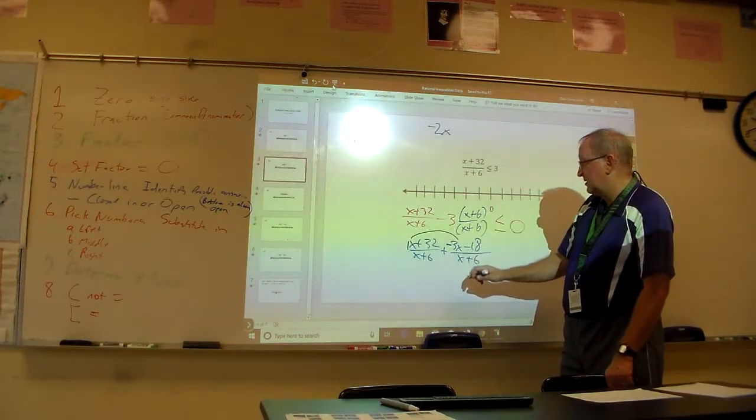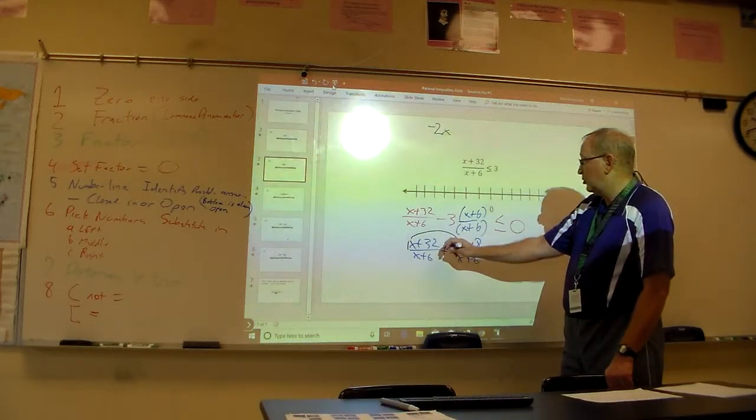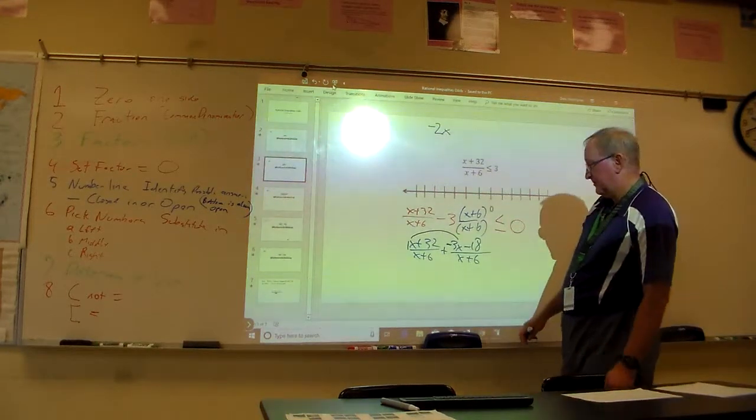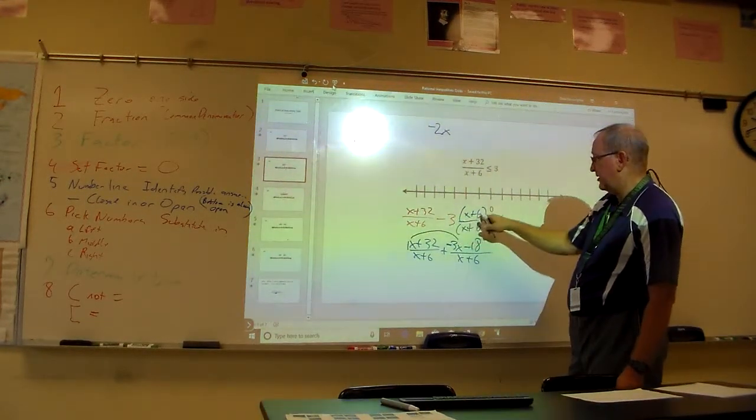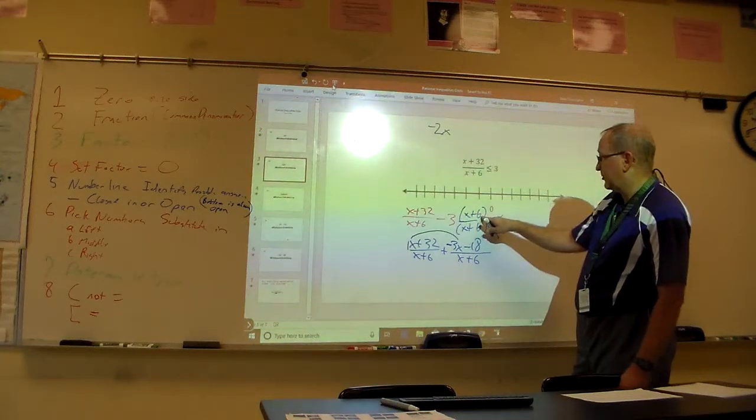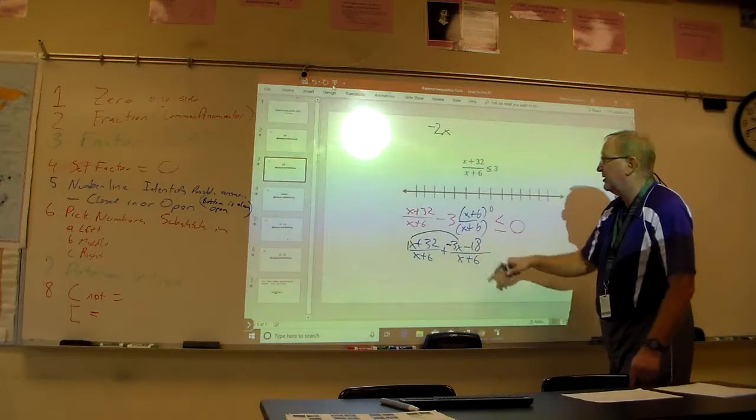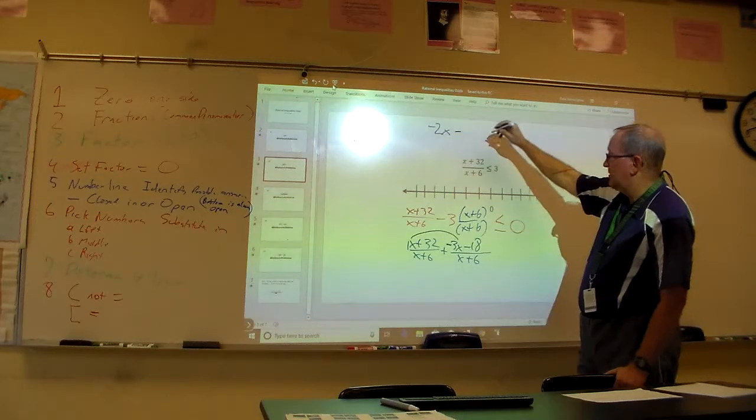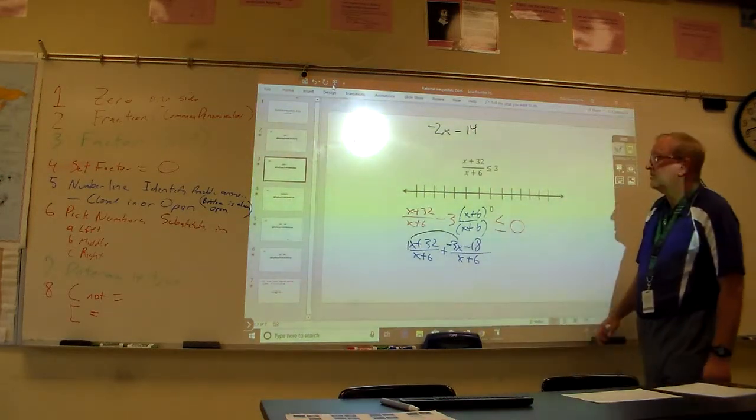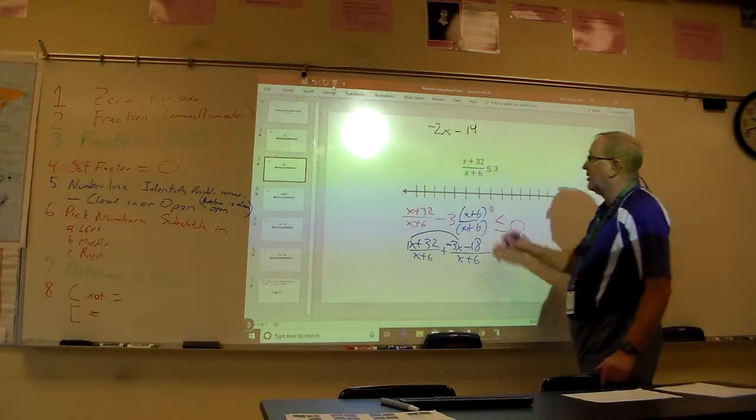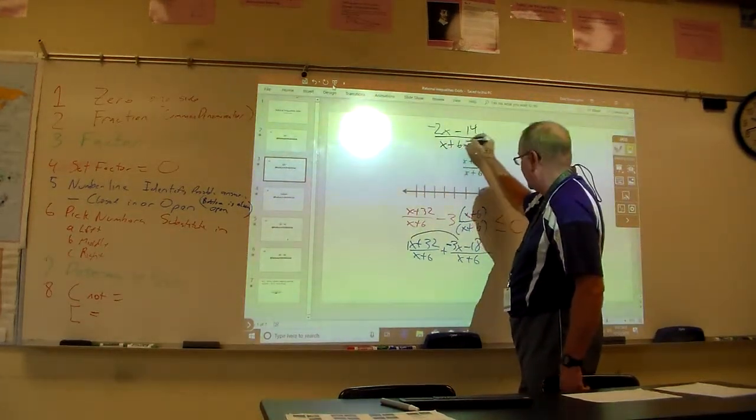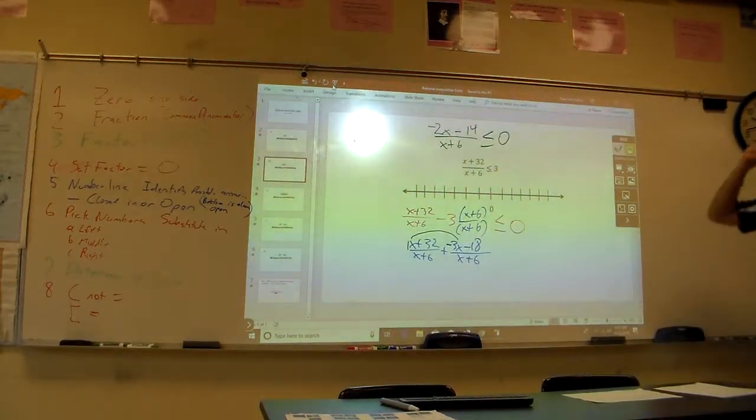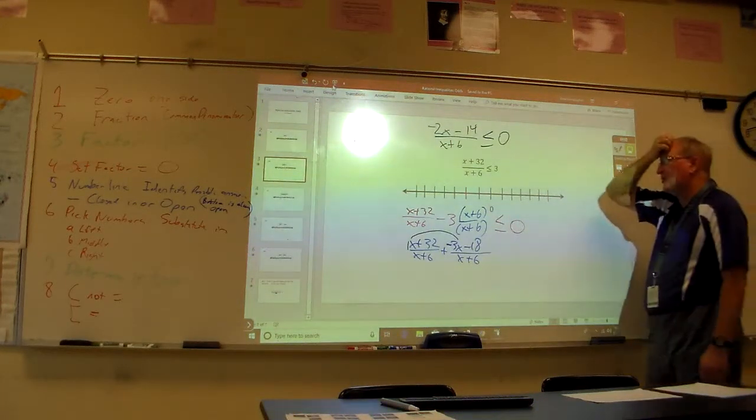And now this is 32 minus 18, which makes what? Just negative 3? Yeah, that'd be negative 3, so it's a minus 18. So positive 32 minus 18 makes 14, right? Correct, it makes 14. And this is all over x plus 6, and it has to be less than or equal to 0, right? Okay.